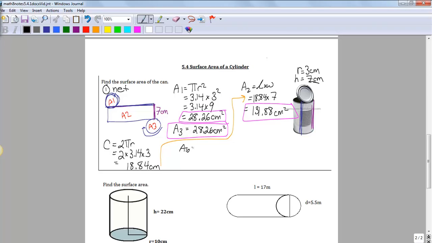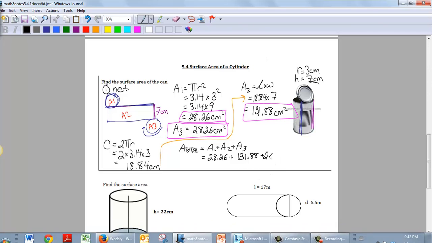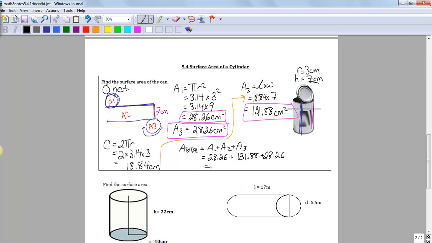So for the total area, I'm going to add A1 plus A2 plus A3. Area 1, 28.26. Area 2, 131.88. Area 3 is another 28.26. It doesn't really matter the order you write those numbers in when you do addition, as long as you cover all of those sides. When I add all of those numbers together, I get 188.4 centimeters squared. And that, my friends, is your final answer.